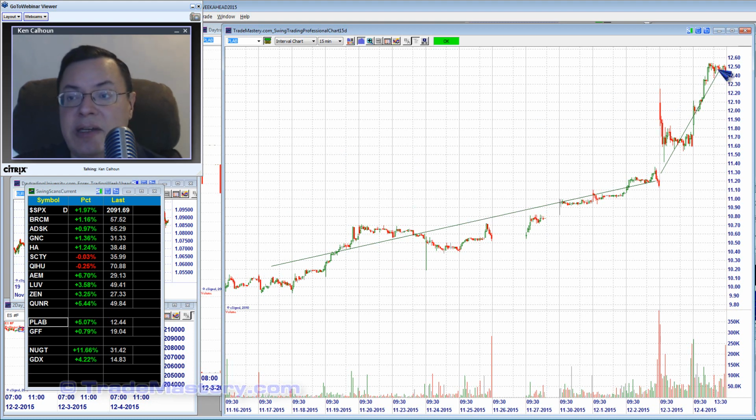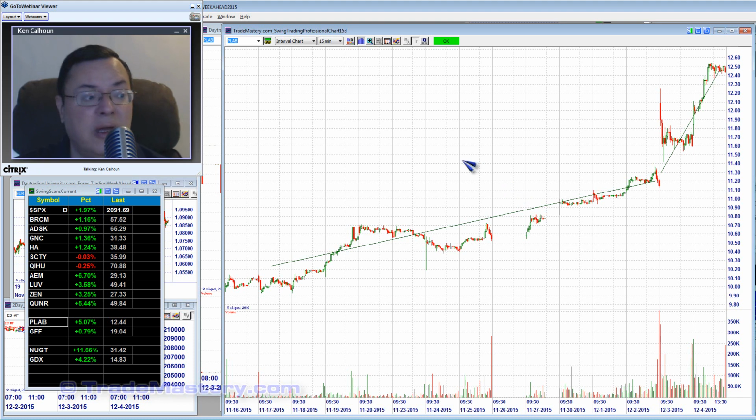P-Lab went from 10 to 12.5. That's a 20% run in just a matter of a couple of short weeks. I like the high volume breakout. And again, another good classic Calhoun acceleration ramp. You've got a steady uptrend, then a sharper kind of a hockey stick breakout on a gap continuation.